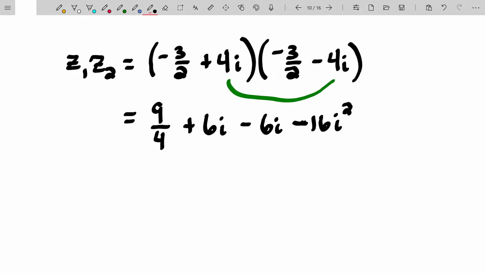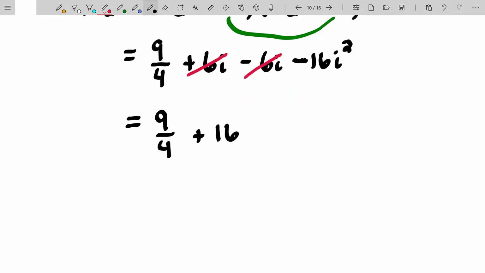Cleaning that up, we know that i squared is negative 1, and so we get 9/4 plus 16, because again, these two middle terms cancel beautifully. And a negative 16 times a negative 1 is a positive 16. And finally, add those two constants together. 16 is the same thing as 64 over 4. Add 9 to that, that's 73 over 4.